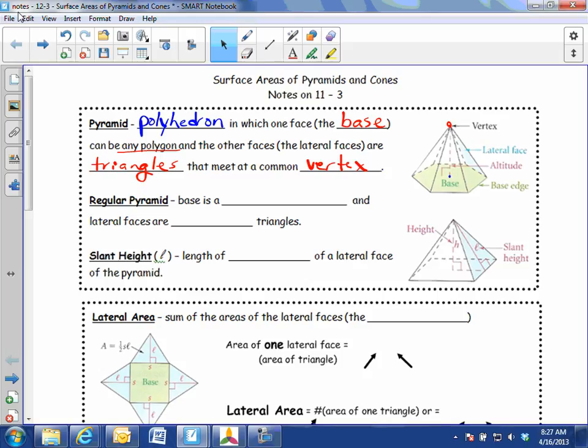Regular pyramid. Base is a square. Lateral faces are triangles.